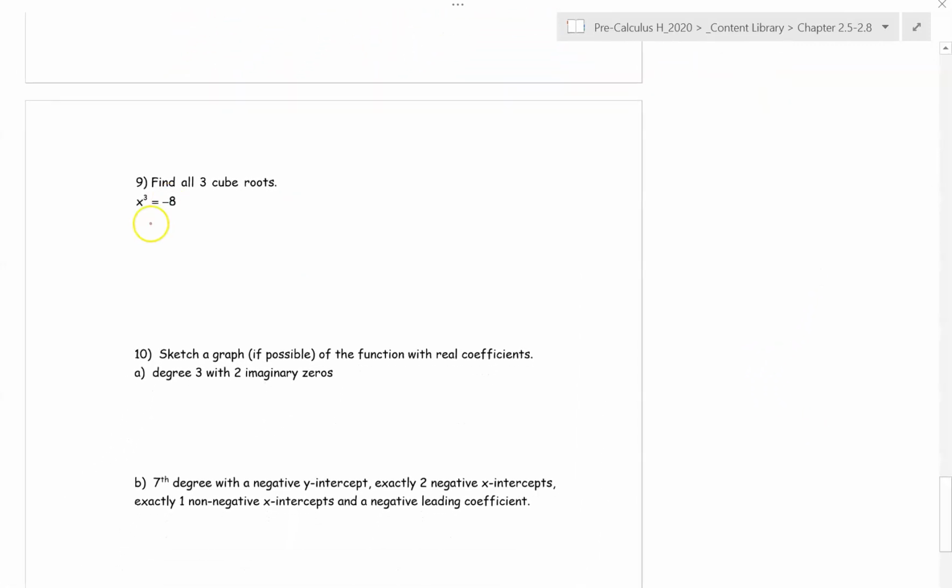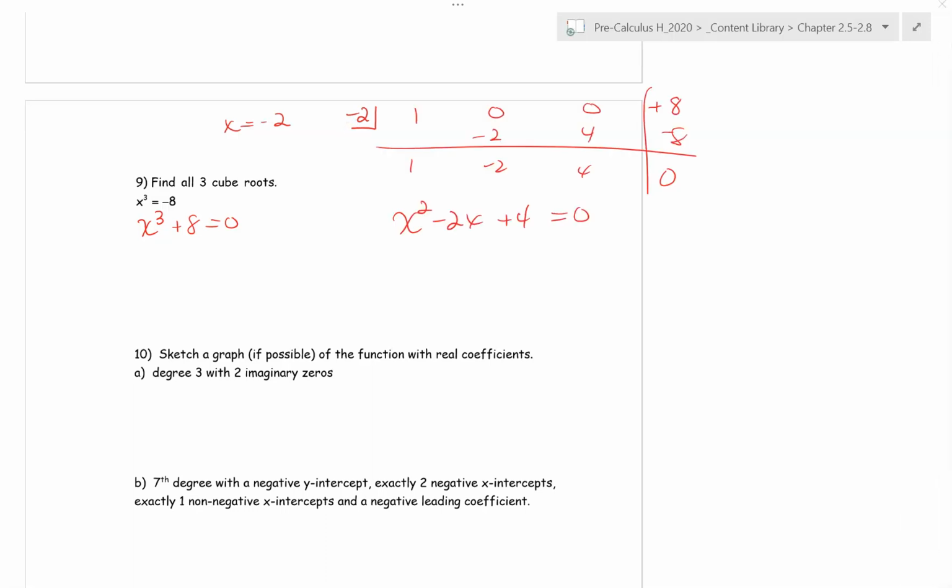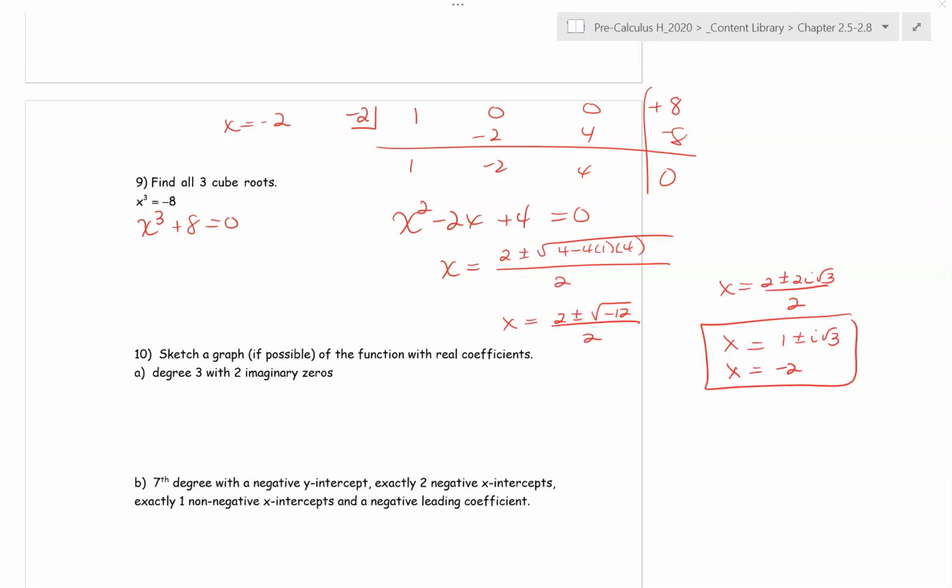Okay, so for number 9, we are going to find all 3 cube roots. So again, we know that it's x cubed plus 8 equals 0. There are 3 zeros. Now, I think we know that one of them is -2, because -2 cubed is -8. So go ahead and use synthetic division and see if we could find the other 2. Did you remember to use a placeholder for the x squared and the x term? So now we could go ahead and use the quadratic formula and find the other 2 zeros.